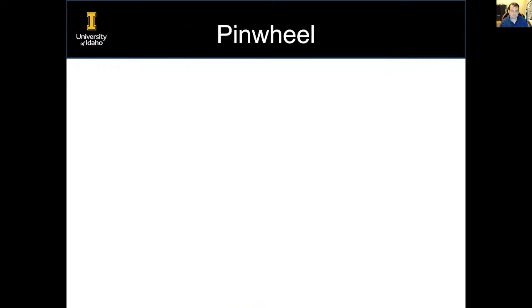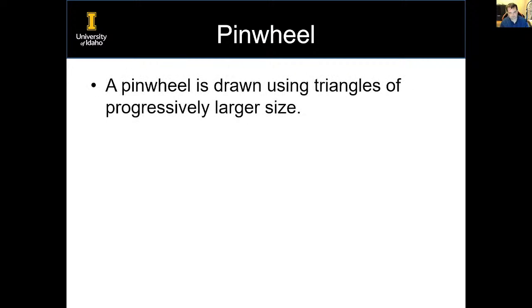All right. So what we're going to be doing is we're going to take this idea of incrementing variables and make it something that works. So we're going to do a pinwheel, and it's going to be drawn by triangles of progressively larger size. And if you're wondering what a pinwheel is, it's those little spinny wheelie bobs that you can get at a carnival and stuff like that. You blow on it and it just spins around. It's super cool, super fun, super awesome.